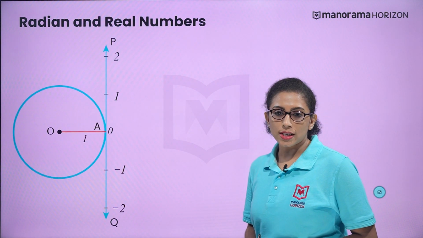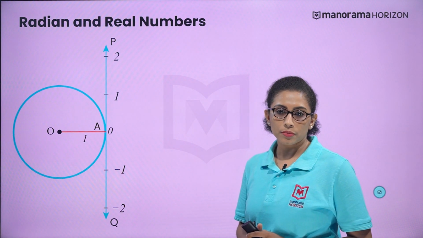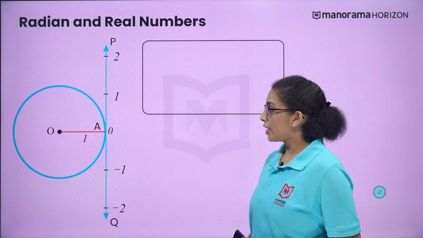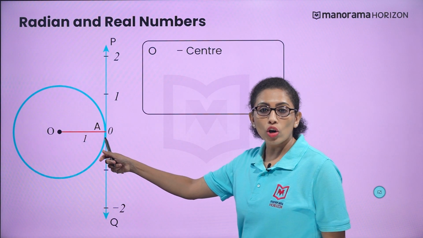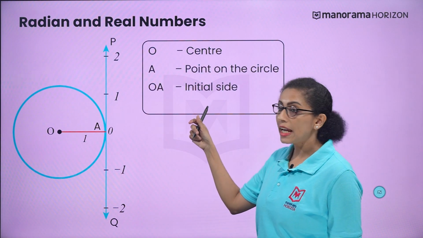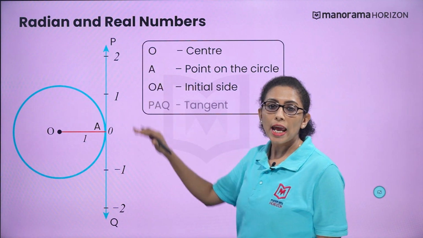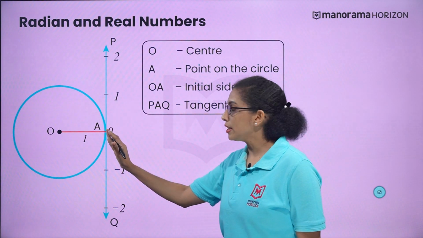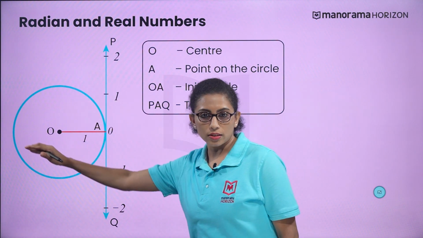Now, let's discuss the relation between radian and real numbers. Consider the figure. It is a unit circle with center O. A is any point on the circle. Now OA is the initial side of an angle and the line PAQ is the tangent touching at point A. So we got a line and a circle.